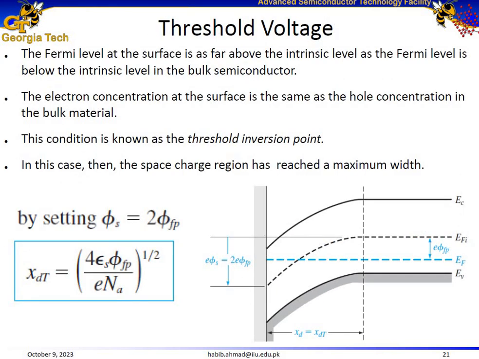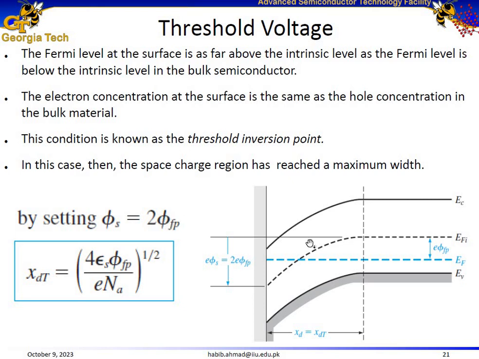And the threshold voltage actually has certain characteristics. First, at the threshold voltage, phi s, which is the difference between the intrinsic Fermi energy level in the bulk and the intrinsic Fermi energy level at the surface, so the surface potential at the threshold voltage would be equal to 2 times phi Fp, where phi Fp is the energy difference between the intrinsic energy level and the Fermi energy level. So the first characteristic at the threshold voltage is that phi s is equal to 2 times phi Fp.